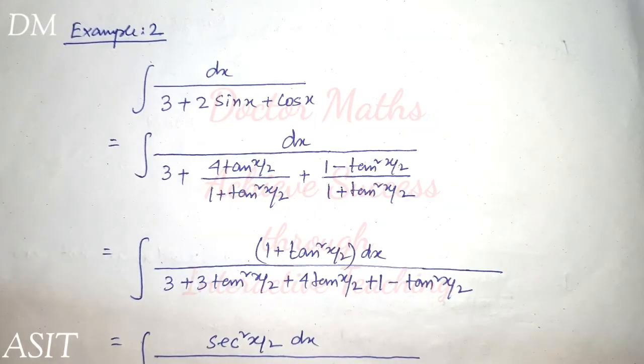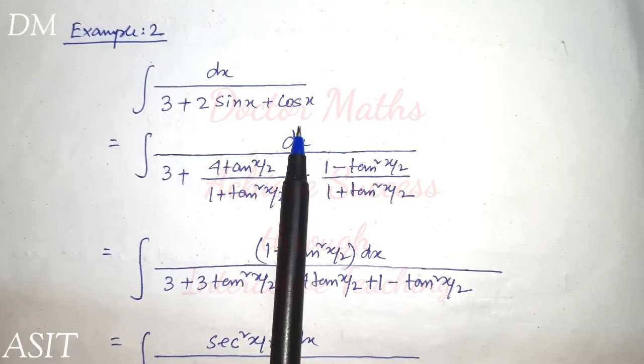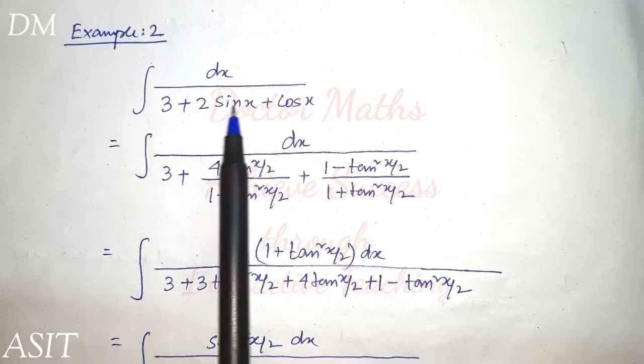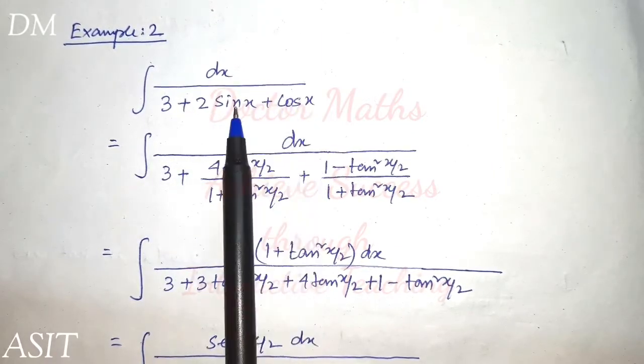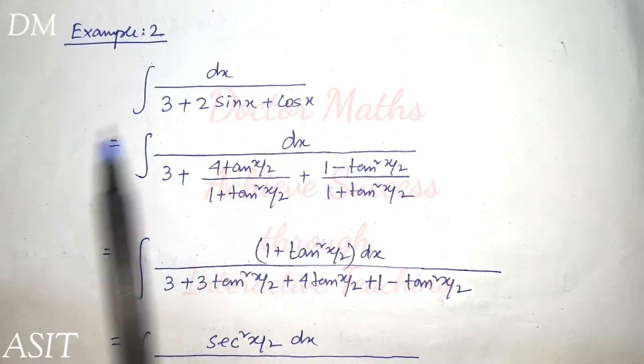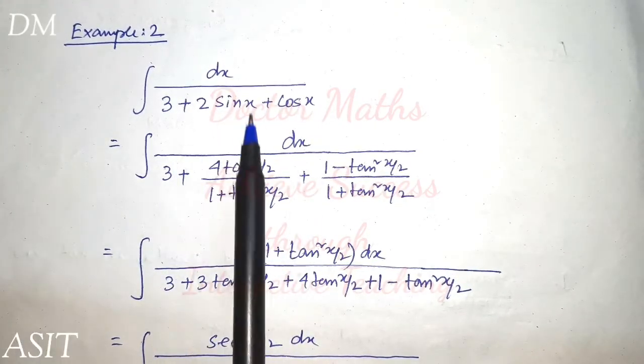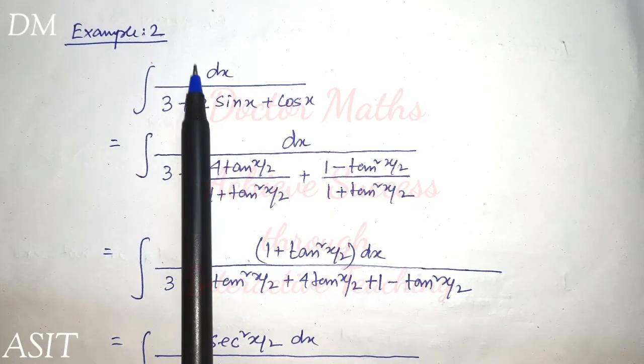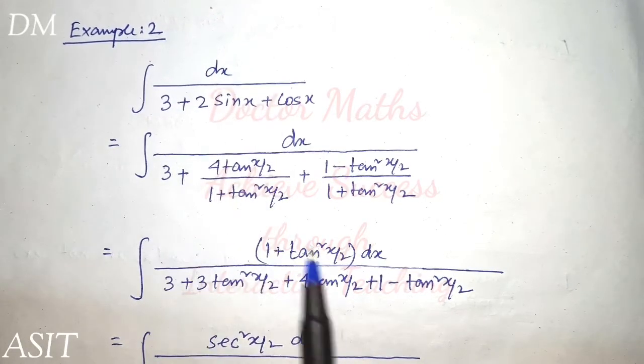Now let us see the second example. In the second example, we can see that it is the integral of dx by 3 plus 2 sin x plus cos x. So here sin x and cos x, both terms are there in the denominator, and we can see in the numerator only a constant is there, and the constant is 1.